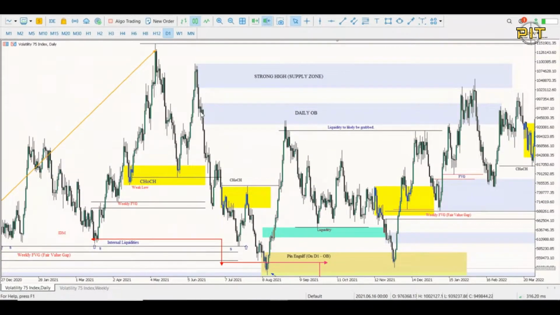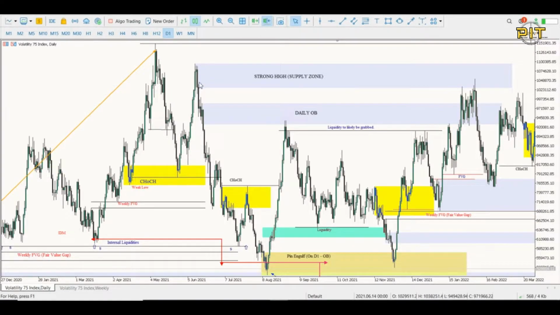A change in character. Started dropping, forming what? Bullish structure points, sorry, bearish structure points. Actually, the change in character from the daily started from here. We had a change of character from here. This is the move, a base drop. So price came, reacted here, dropped, change of character from the daily time frame.